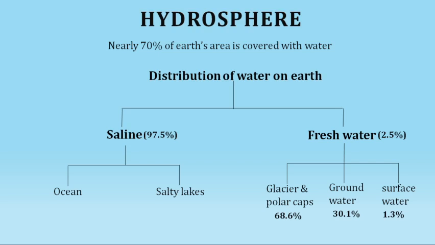Out of the total fresh water, 68.6% of it is present in the glaciers and in the polar region in the form of ice caps. Near about 30.1% of the entire freshwater is present as groundwater, and only 1.3% of fresh water can be seen as the surface water. So most of the water is present either in the form of ice caps or in the form of groundwater. So that was about the distribution of water on the planet Earth.